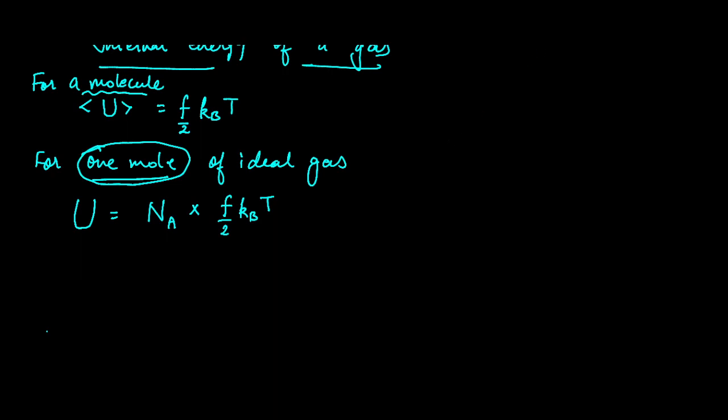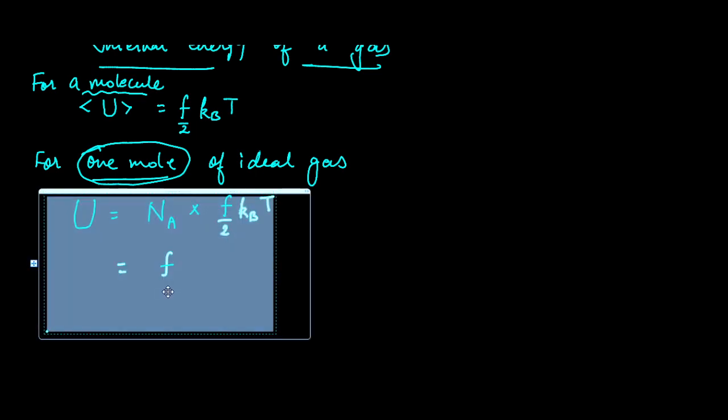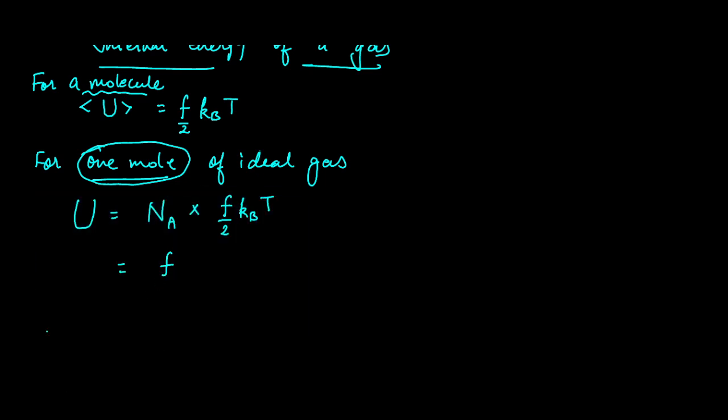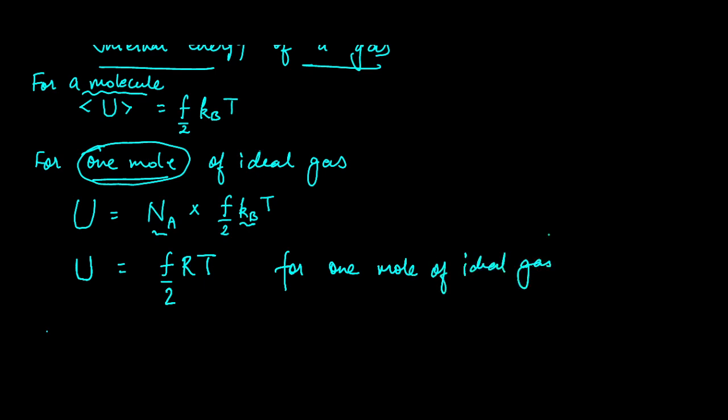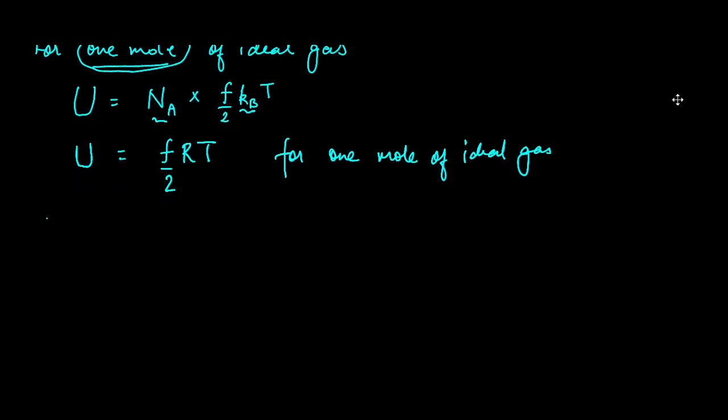Now what is Na into kB? Hopefully you remember, Na into kB is R, so this shall become f by 2 R into T. So this is for 1 mole of ideal gas. We are only talking about ideal gas. We are not even going to worry about real gases in physics. In chemistry you have a little bit of it, but in physics we don't need to take much tension. So this is for 1 mole of ideal gas.